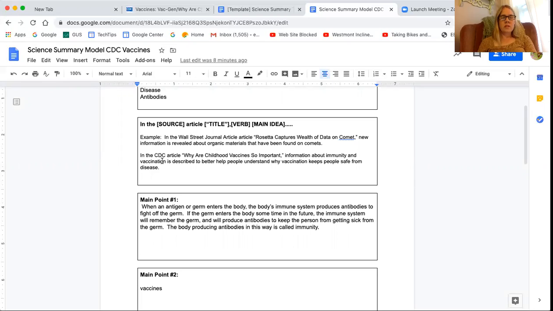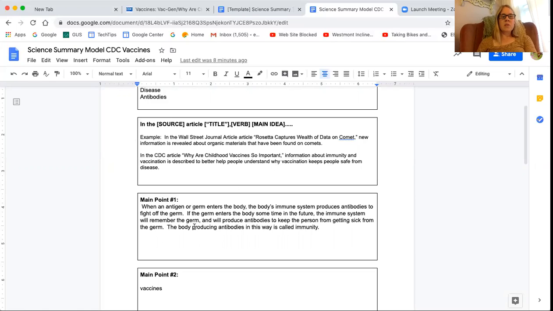So the source is the CDC. So I've written here in the CDC article, and the title is Why Are Childhood Vaccines So Important? Information about immunity and vaccination is described. That's the verb. And then the main idea, this is the main idea of the article, which we've already talked about in class, is to better help people understand why vaccination keeps people safe from disease. So when you write your topic sentence or introductory sentence, I'd rather you not copy this directly and come up with your own sentence using this format.